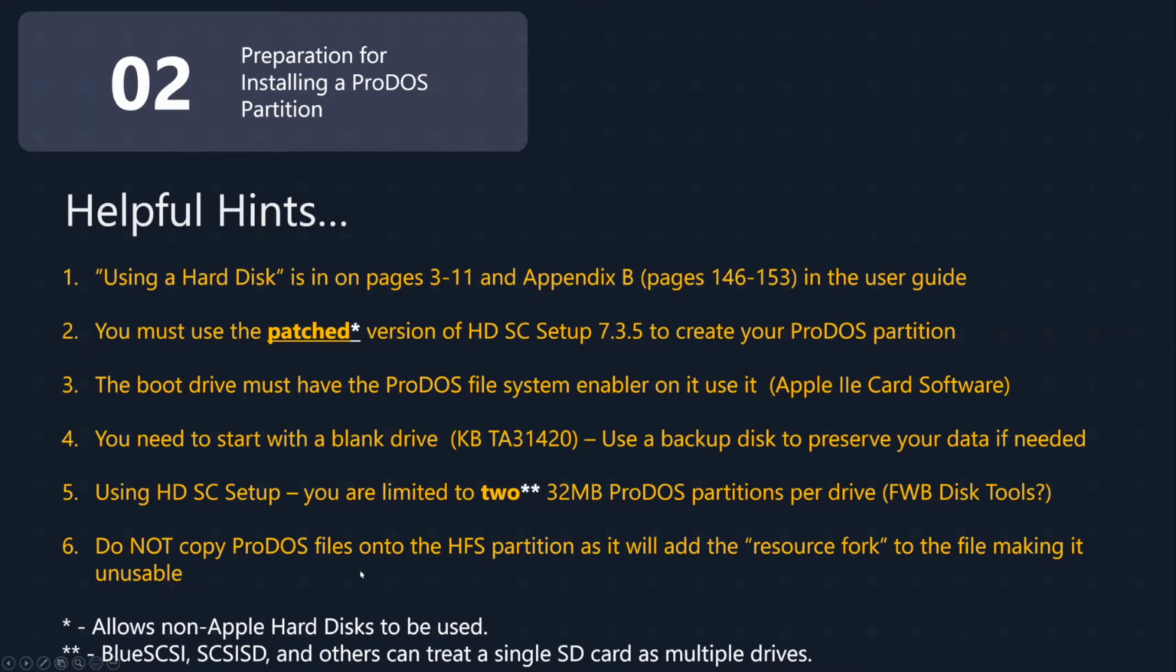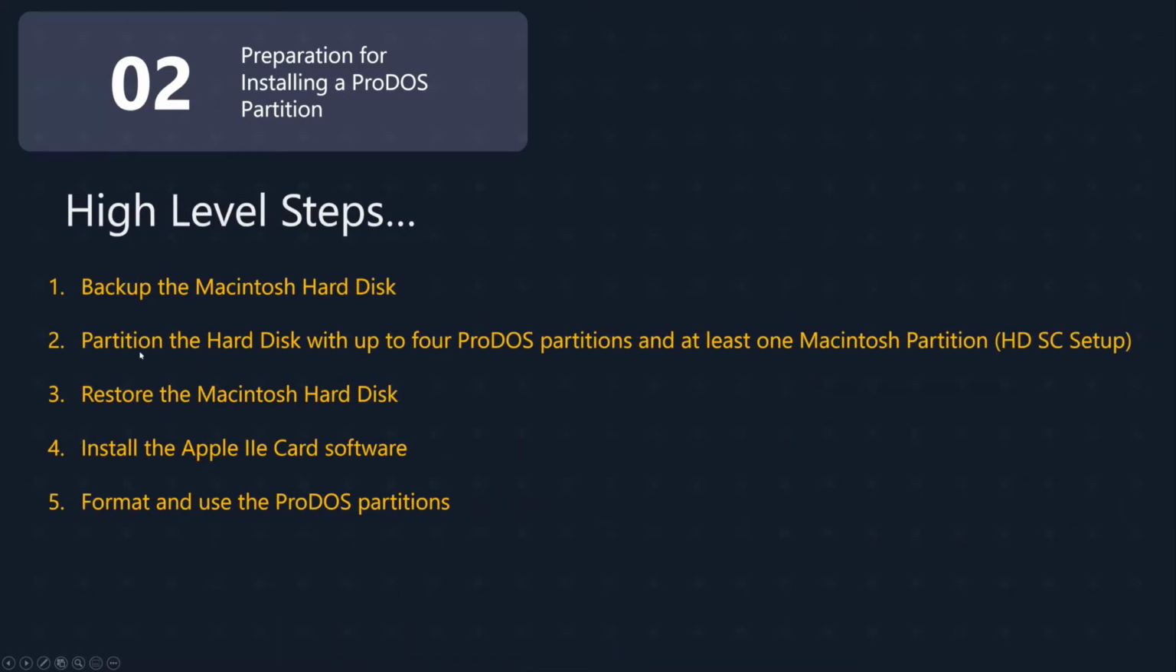And do not copy the ProDos files onto the HFS partition, as it'll add the resource fork on the Macintosh, making them unusable. Okay, so the high-level steps, basically you back the Macintosh hard drive up, you partition it with up to 2 ProDos partitions, not 4, sorry. Restore the Macintosh hard drive, install the Apple IIe Card software, and then format and use the ProDos partitions.